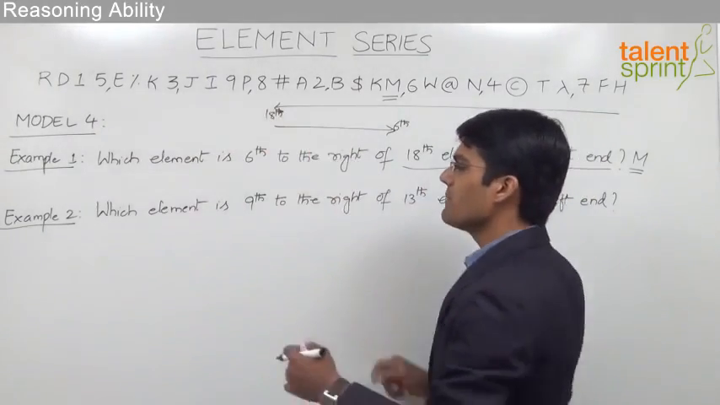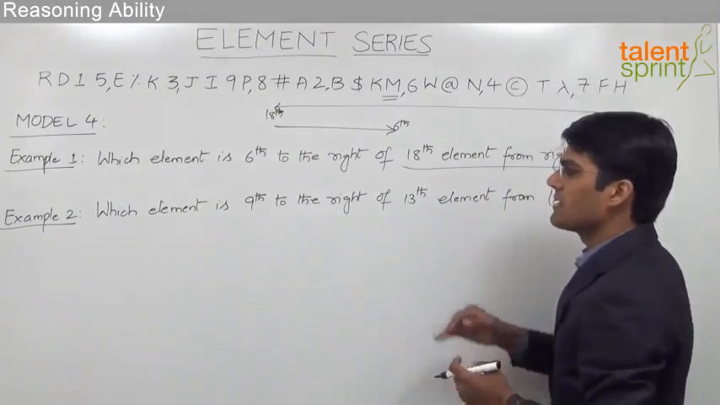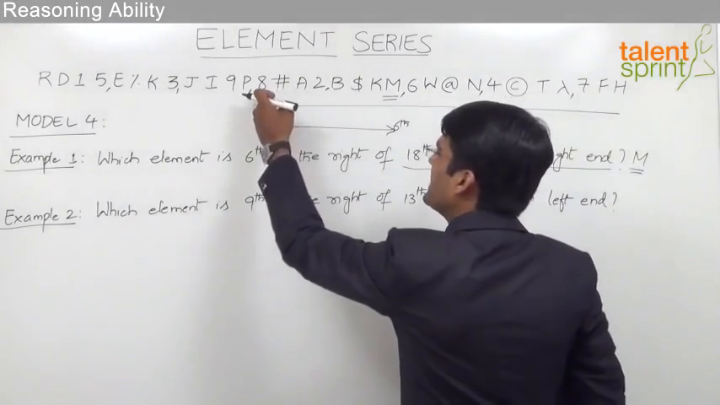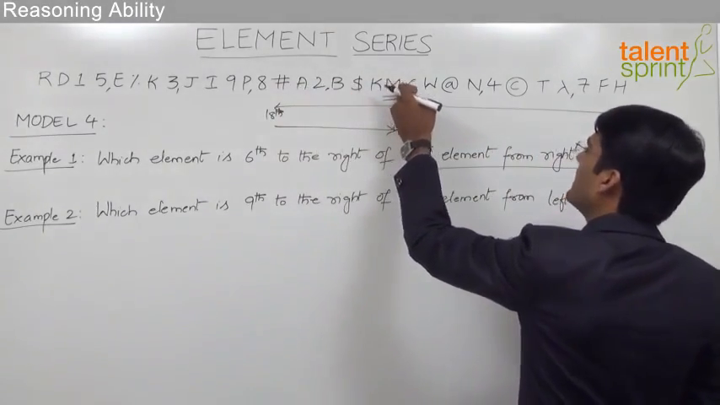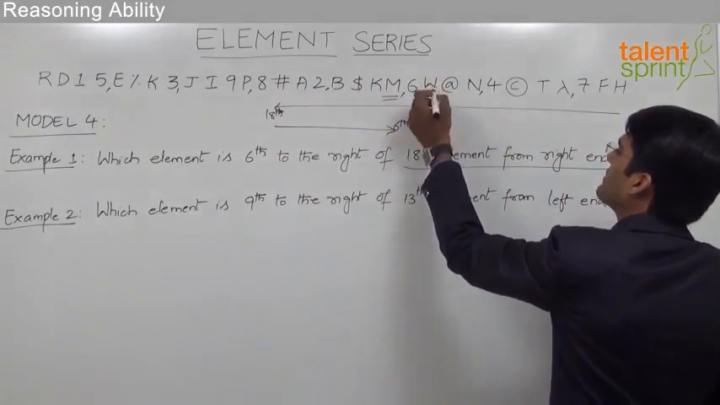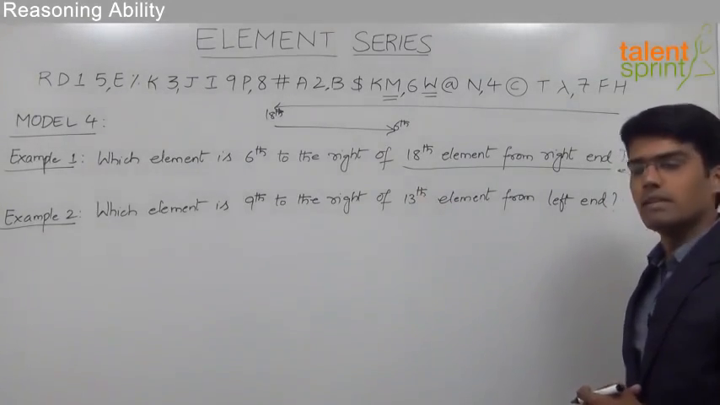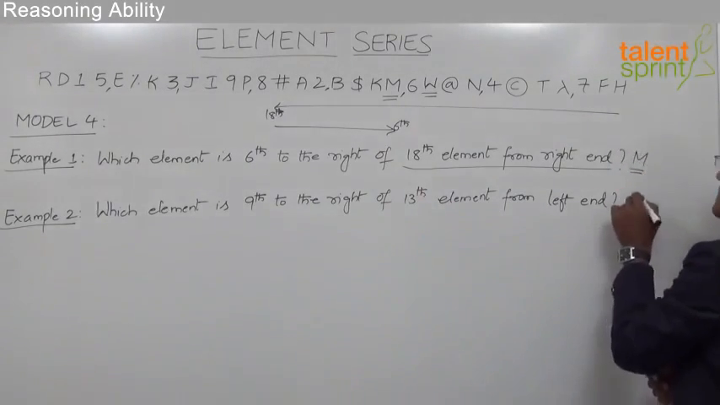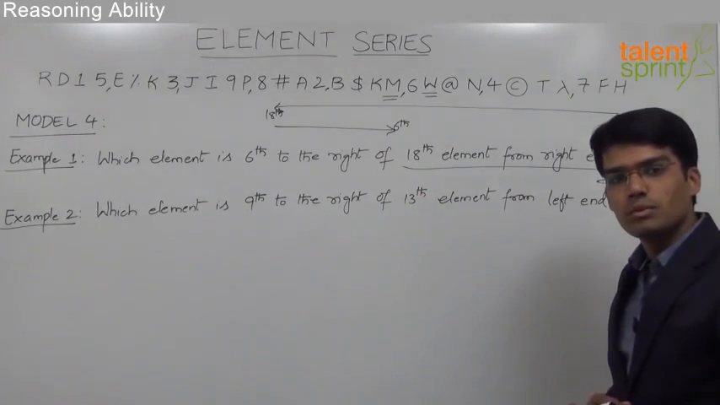So now the question becomes which element is 9th to the right of 8. The 9th element to the right of 8 would be 1, 2, 3, plus 4 is 7, 8 and 9. So we can say that W is going to be the 9th element to the right of the 13th element from the left end. So the answer for example 2 here is W.